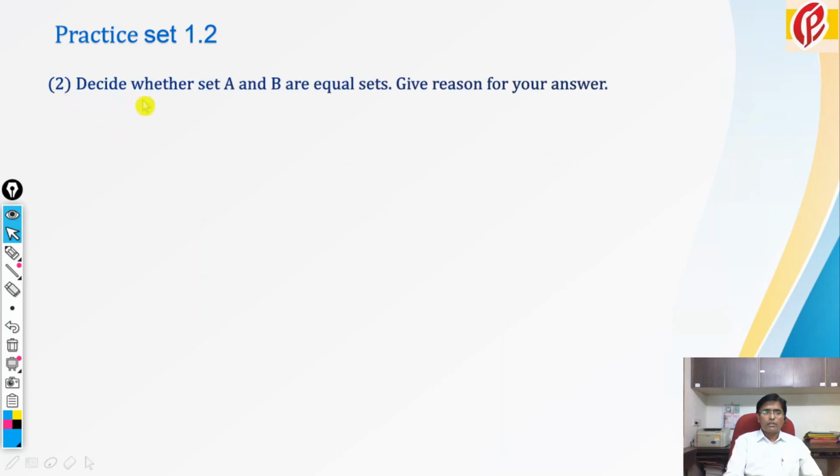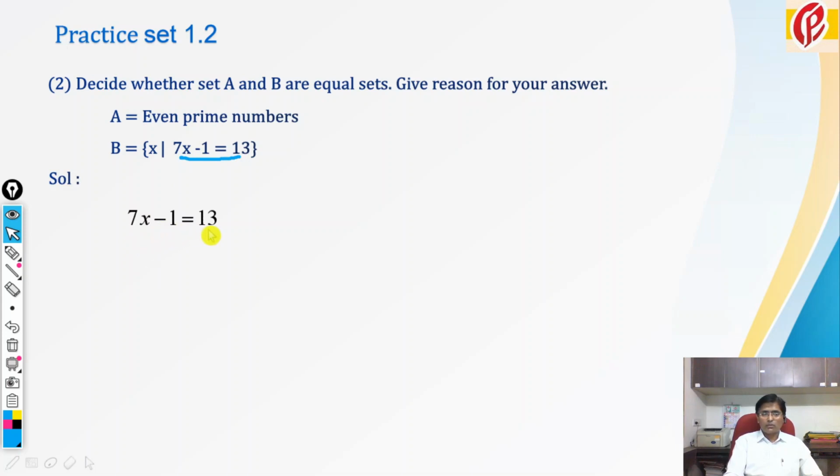Question 2. Decide whether sets A and B are equal sets. Give reason for your answer. A is equal to even prime numbers and B is equal to {x such that 7x minus 1 is equal to 13}. Now here the formula is given. Using this formula, we will find the element of set B. So I will write this formula first. 7x minus 1 is equal to 13.